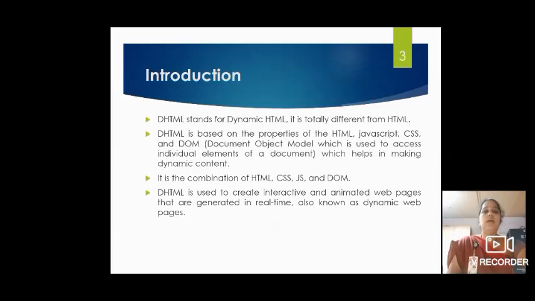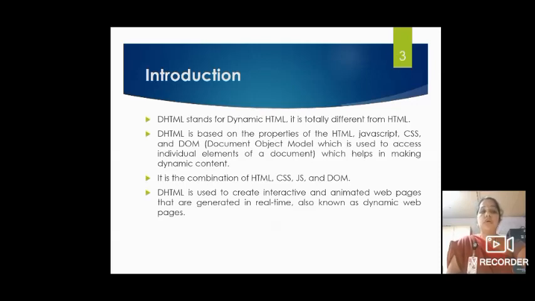So what does DHTML stand for? It stands for dynamic HTML and it is completely different from the HTML tags. DHTML is based on the properties of HTML, JavaScript, CSS and DOM. DOM is the document object model, which is used to access the individual elements of a document, which helps us in making our content dynamic. That's why we say it's the combination of HTML, CSS, JS and DOM.